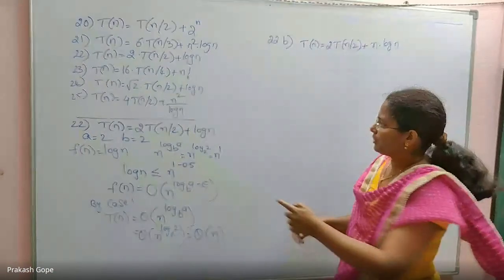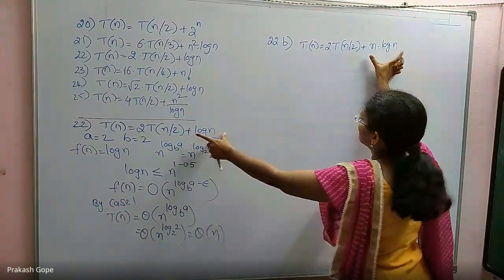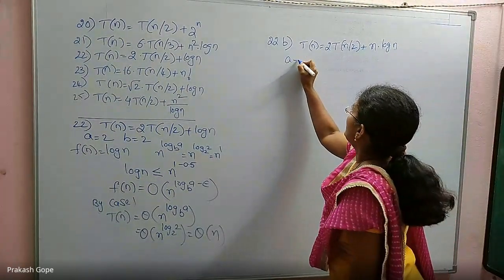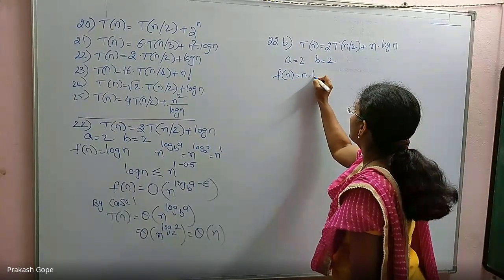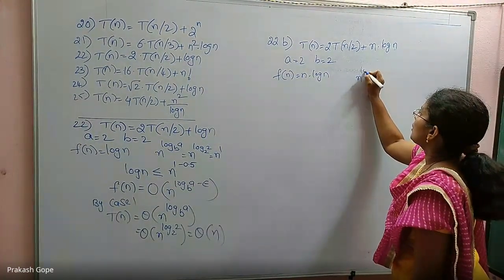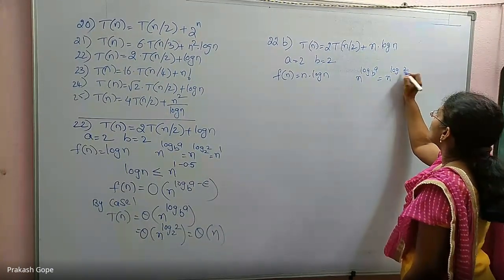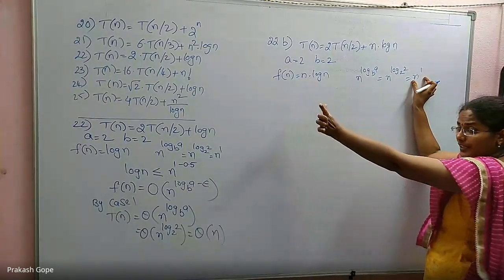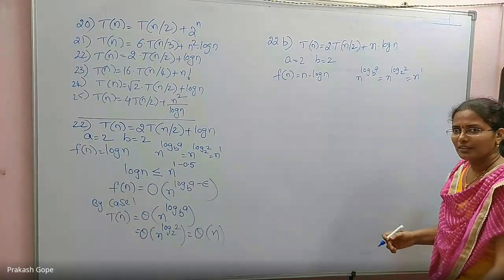Okay, see the difference between these two. What is the difference? This is as it is, but this is n into log n. You observe this. A is 2, B is 2, f of n is n into log n, and this one n power log a to the base b. This is n power log 2 to the base 2, which is n power 1. This is n, correct? This is log n extra.